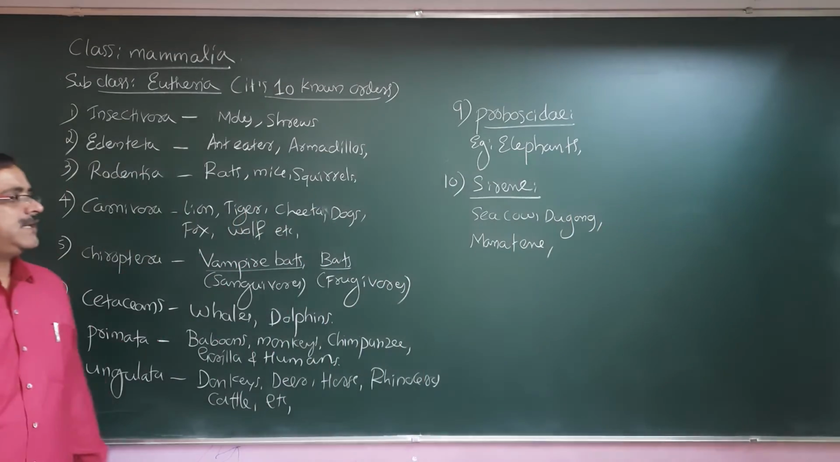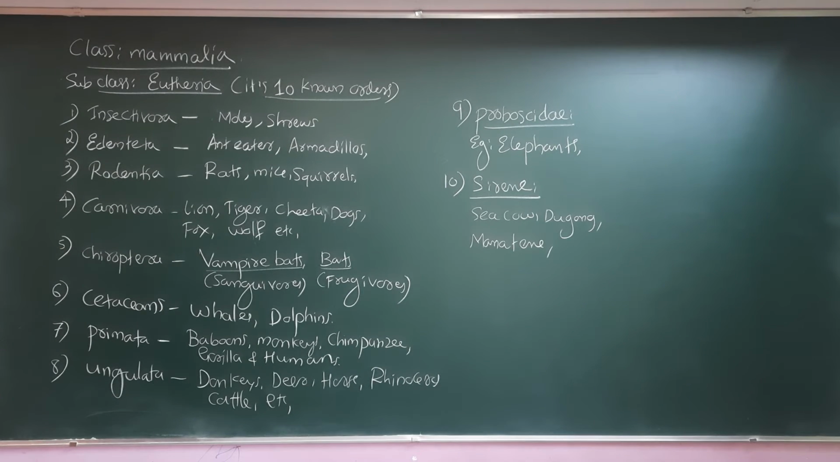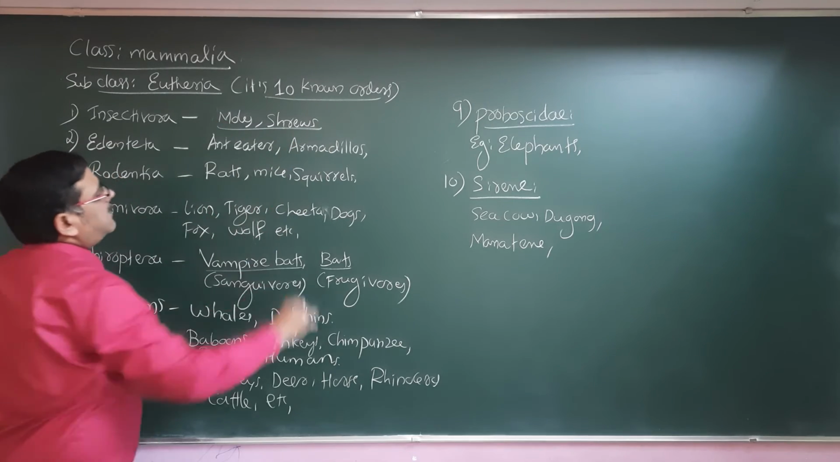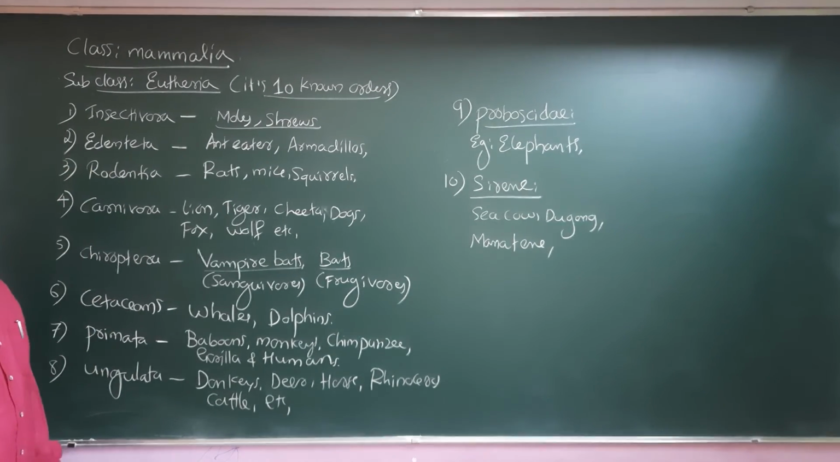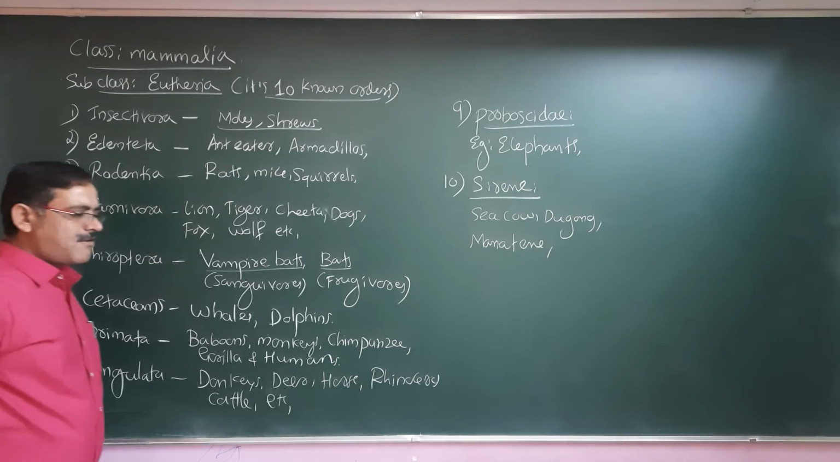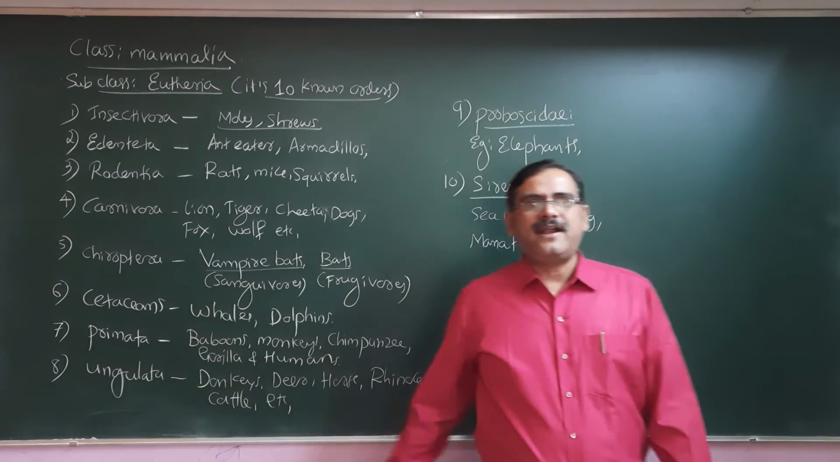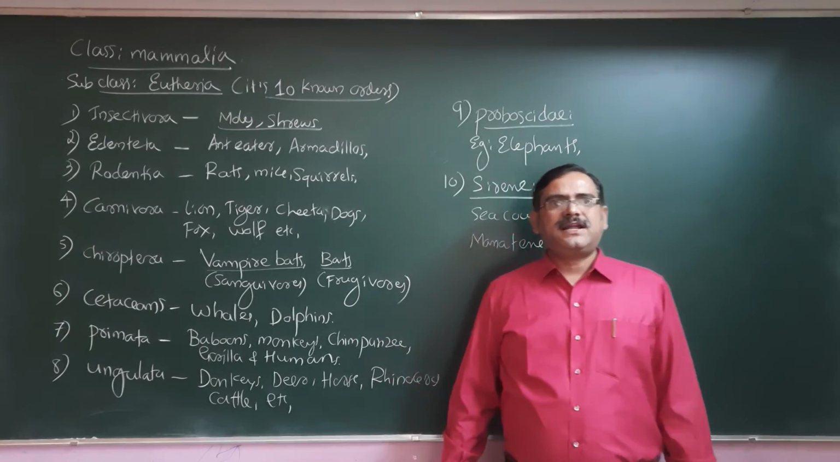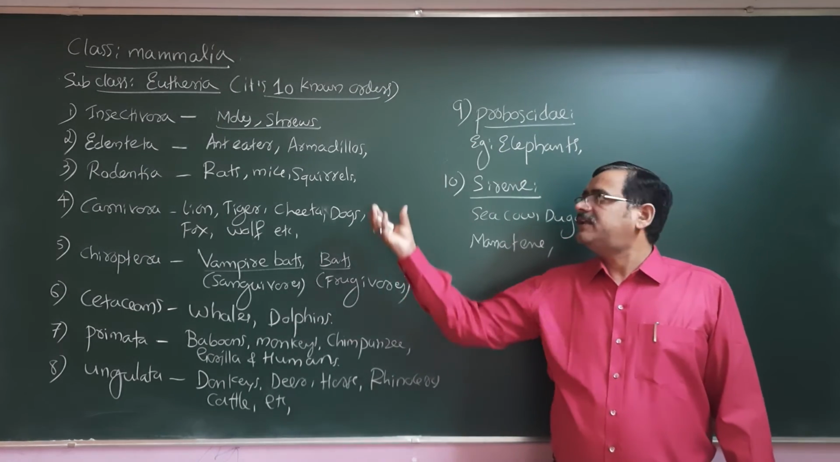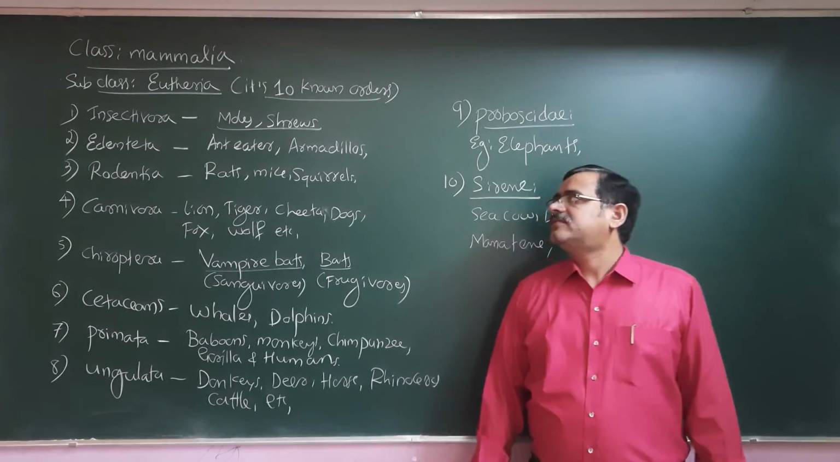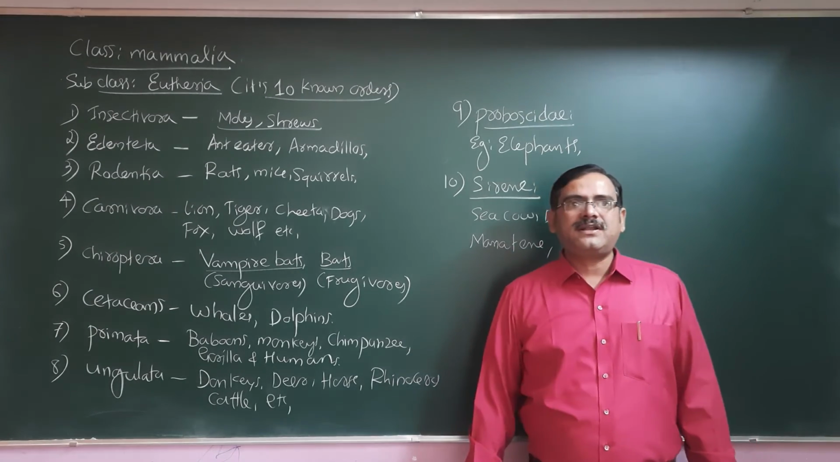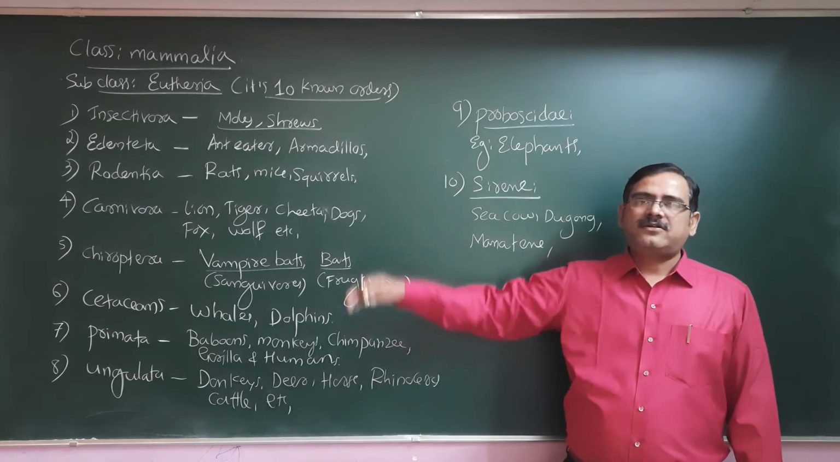Insectivora are the mammals which mainly eat insects. Moles and shrews are burrowing animals. They are found underground, dig tunnels and live inside, and eat whatever insects are available. Edentata have a long snout and a long pink tongue. They introduce their tongue into a termite or ant colony, and the insects think there is something to eat and attach to the tongue. Suddenly the animal takes its tongue back inside the mouth and munches those insects. So anteaters and armadillos. Then Rodentia: rats, mice, squirrels, bandicoots, and rabbits all come under the order Rodentia.